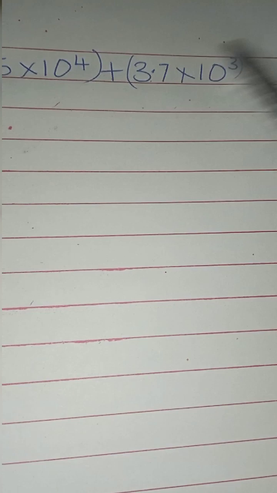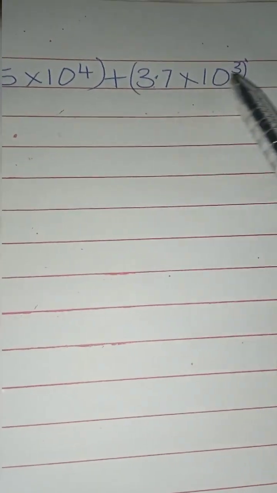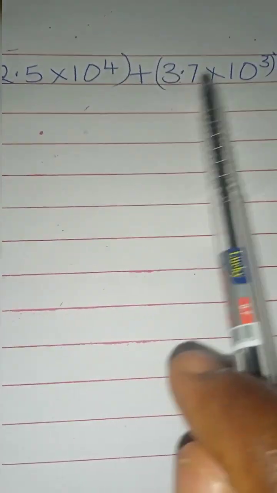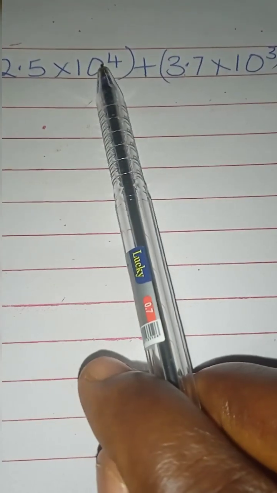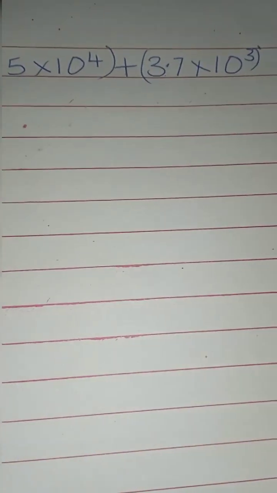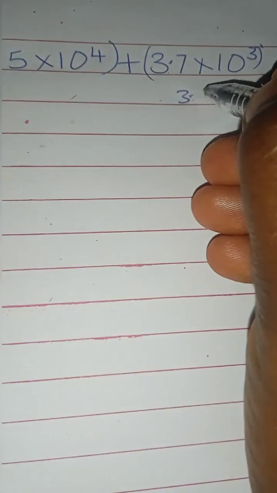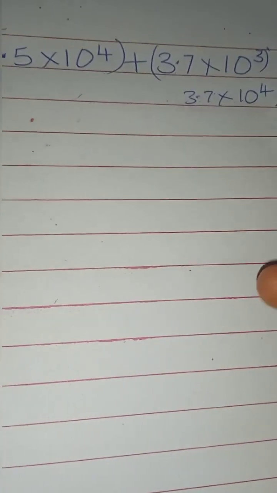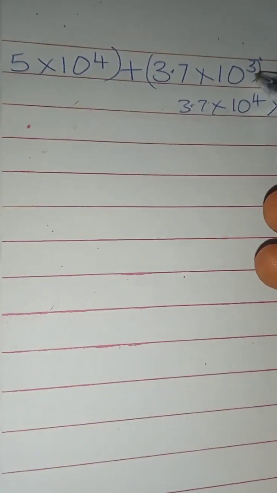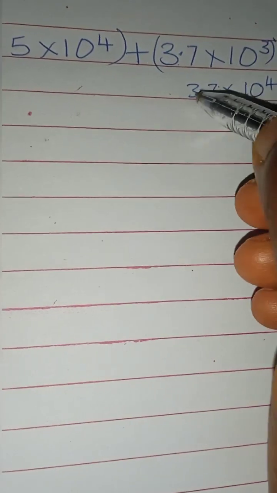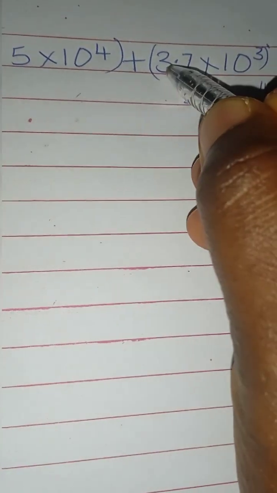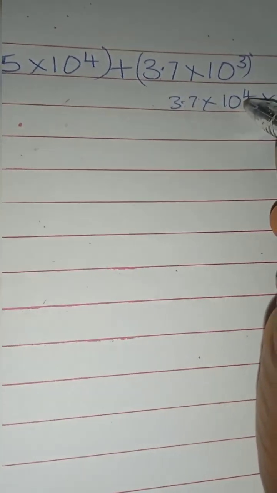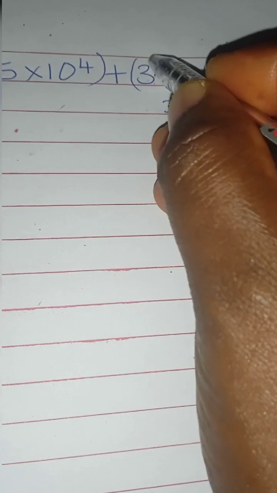So for us to make the power the same without changing the value of the number, look at this one. This one has 10 raised to the power 3. I want to make it 10 raised to the power 4. If you write 3.7 times 10 raised to the power 4, that will be very wrong, because you have increased the value of this number. It will no longer be the same value.